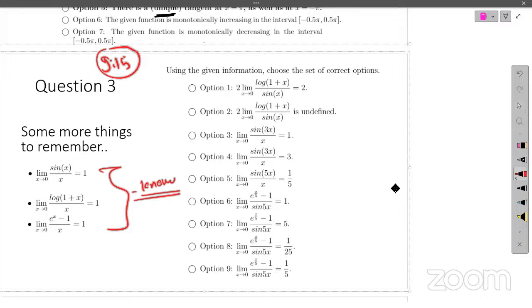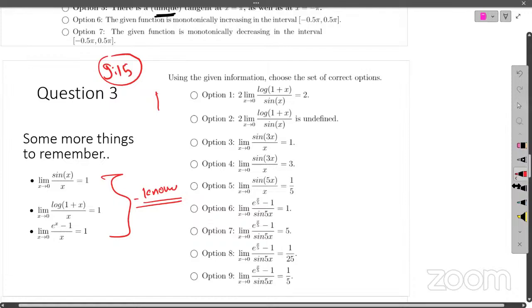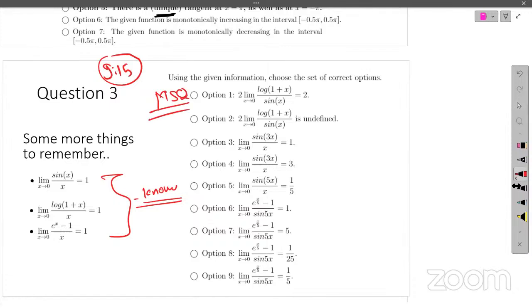This is an MSQ, not an MCQ. Okay. There can be more than one correct option.